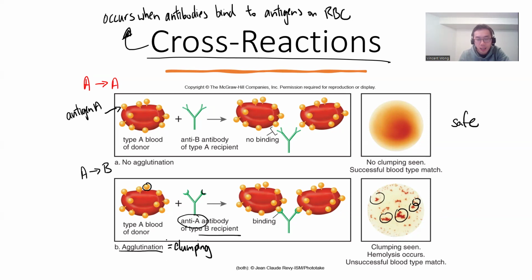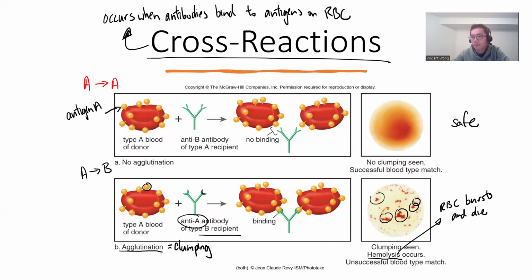Once the red cells clump together, they will break apart and die. So this is hemolysis. Hemolysis. RBC bursts, basically, and die.